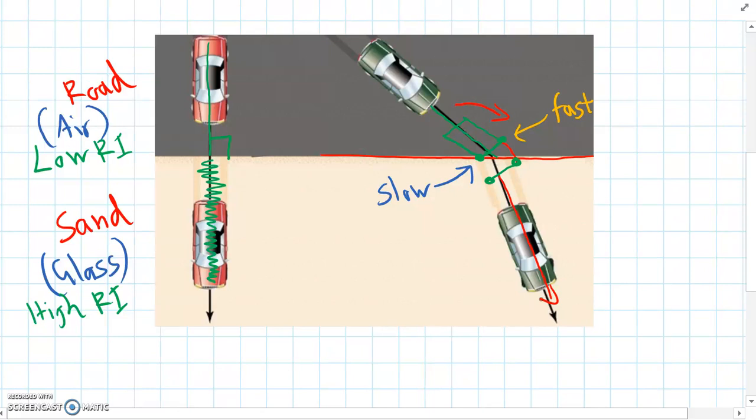So because only one side of the car hits the sand first, it turns. And this is exactly what happens with a ray of light when it's refracted. We have the surface, we have a ray of light coming in, and one part of the ray of light hits the surface before the other part. So it bends before the far side. And overall, the light ray bends, which is how refraction happens.